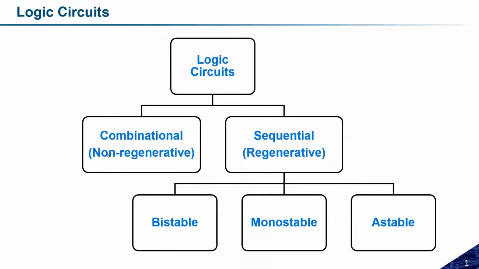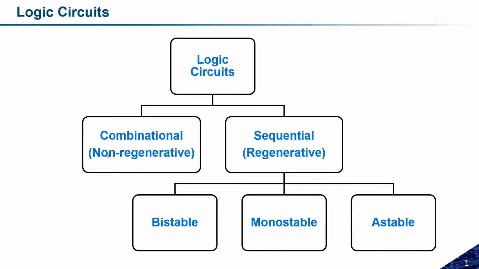That is why we can also call sequential logic circuits regenerative logic circuits. Basically, sequential logic circuits are classified into three categories. The first one is the bistable, the second one is the monostable, and the third one is the astable. Let us discuss one by one what these different types of sequential logic circuits are.